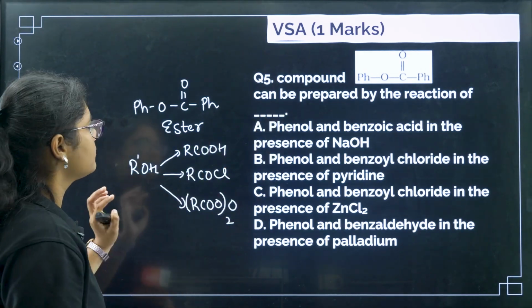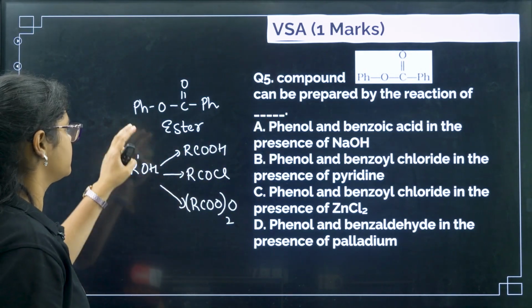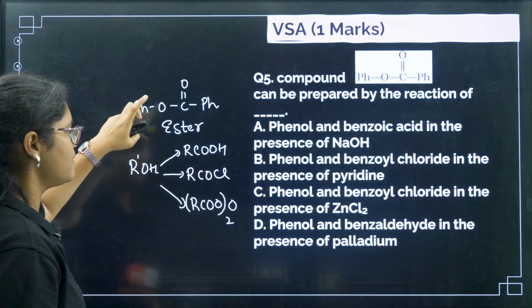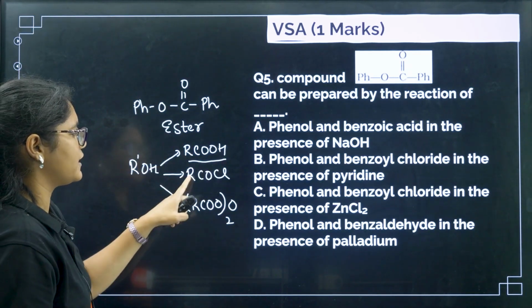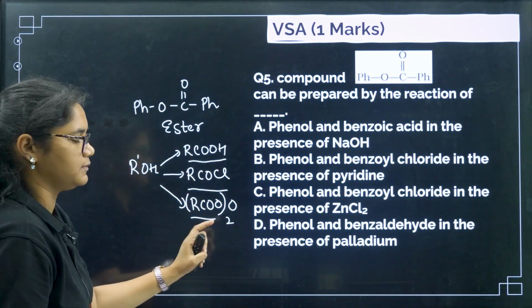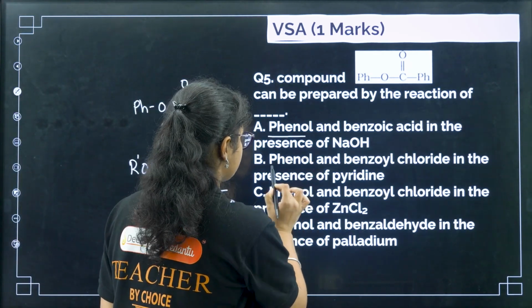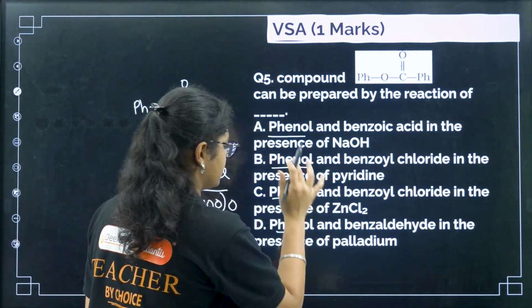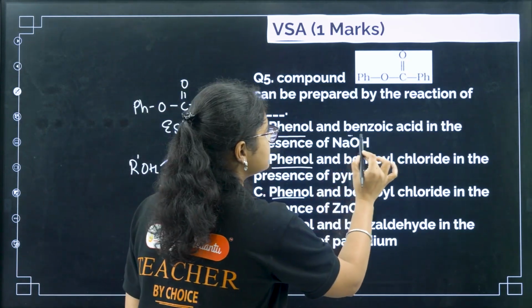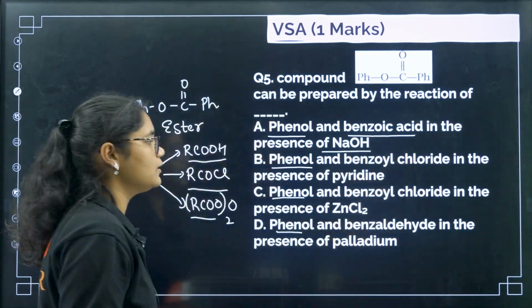So it can be prepared by the reaction of... definitely we need one phenol group, and we can have either benzoic acid or benzoyl chloride or this one, right? So let us see. First, phenol is there in all the options. Okay, benzoic acid in the presence of NaOH.